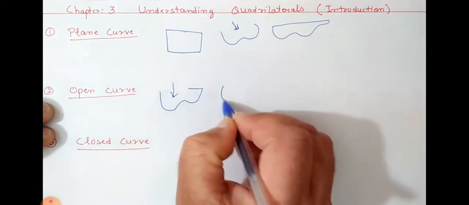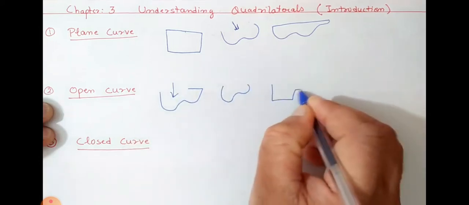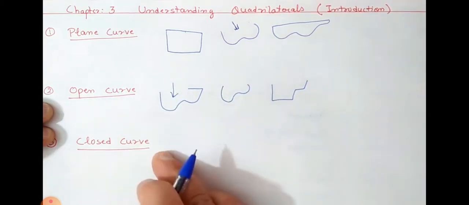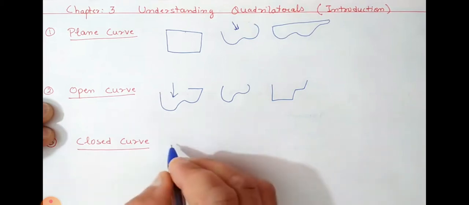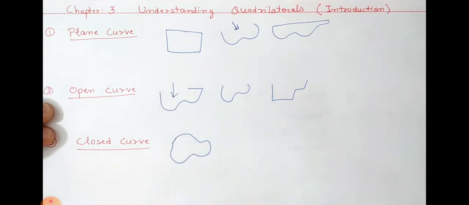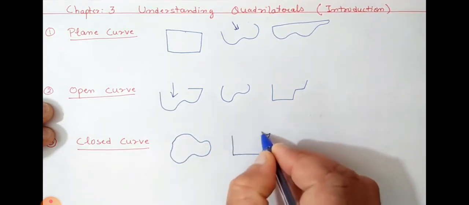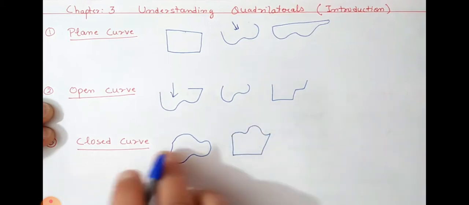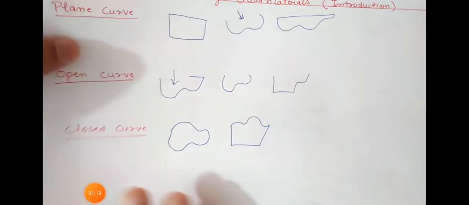This is an open curve. And a closed curve, all sides close. This is an example of a closed curve. A simple curve is one that does not cross itself. A curve is said to be closed if its ends are joined, otherwise it is said to be open. So curves are of two types, open and closed.